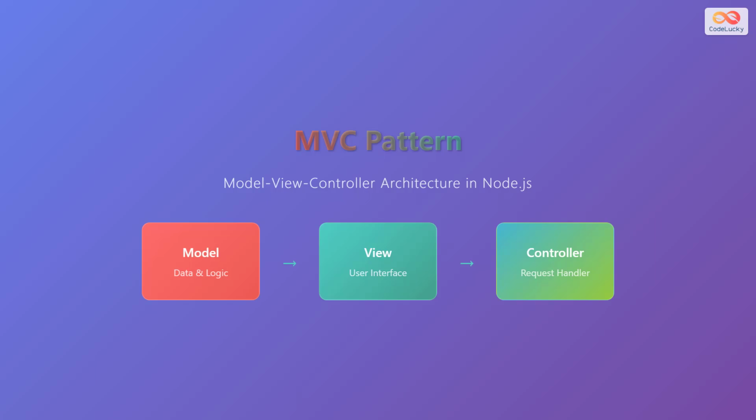Let's explore the Model View Controller, or MVC pattern in Node.js. MVC is a software architectural pattern for developing user interfaces that divides an application into three interconnected parts. These are the model, the view, and the controller. Model represents data and logic. View is the user interface. Controller handles the request.